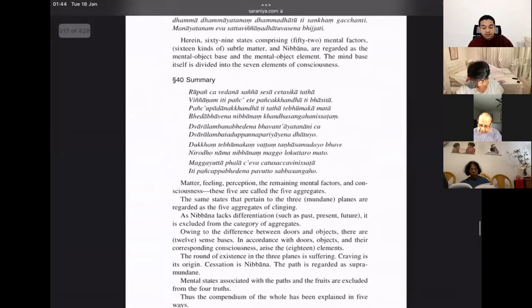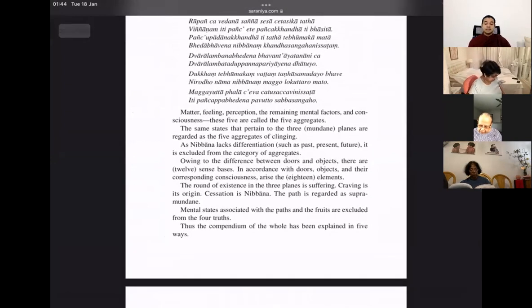The round of existence in the three planes is suffering. Craving is its origin. Cessation is Nibbana. The path is regarded as the supramundane, which is the last. Mental states associated with the paths and the fruits are excluded from the four truths. Thus, the compendium of the whole has been explained in five ways, right?